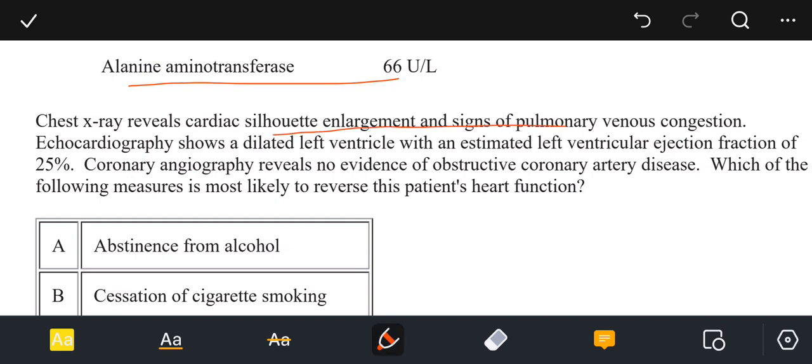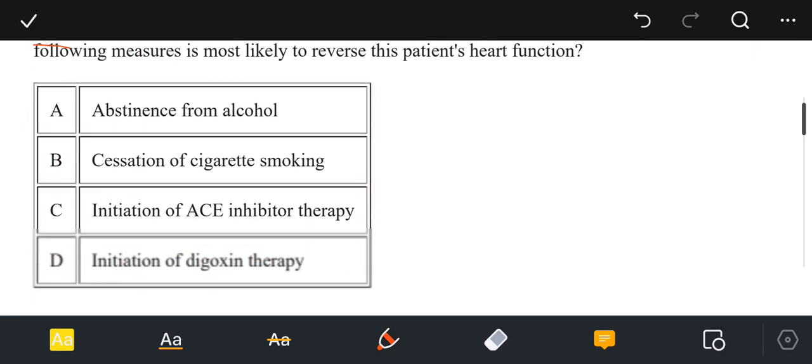Cardiac enlargement and the signs of pulmonary venous congestion. Echocardiography shows a dilated left ventricle with an estimated left ventricular ejection fraction of 25%. Coronary angiography reveals no evidence of obstructive coronary artery disease. Which of the following measures is most likely to reverse the patient's heart function?